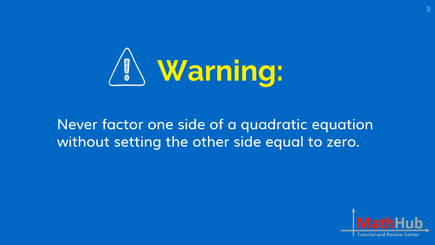Now again, this is your warning. Never factor one side of a quadratic equation without setting the other side equal to 0. What I mean by that is, for instance, you have, let's say, x squared minus 2x equals 1. And then you factor this when this is not yet 0. So you have x times x minus 2 equals 1. And then, what will you do now? You cannot do anything because this side over here is not equal to 0.